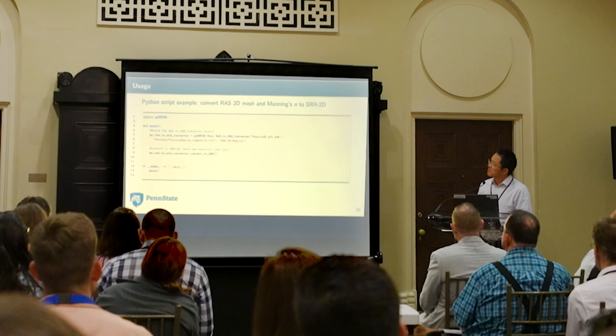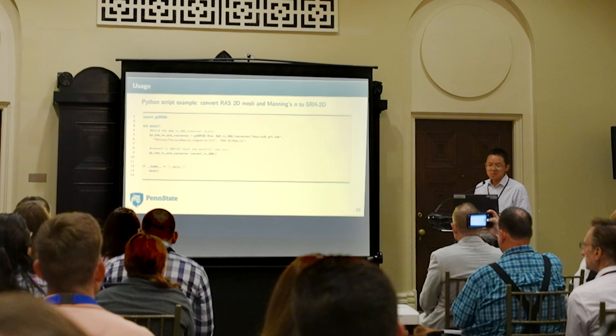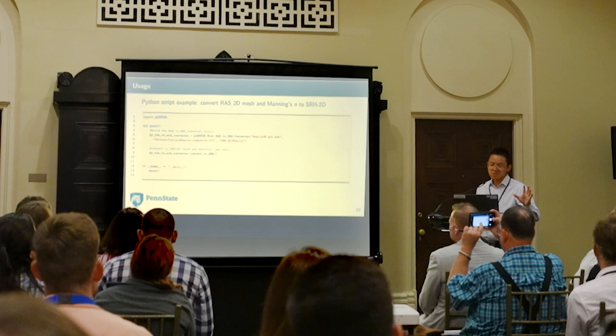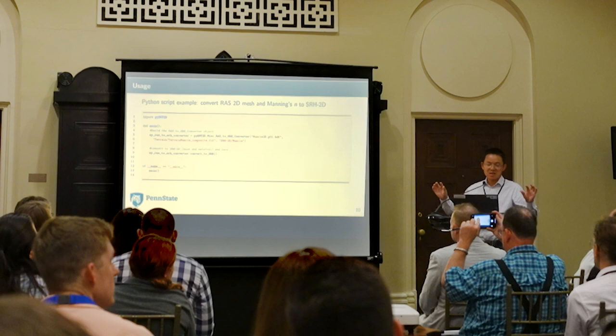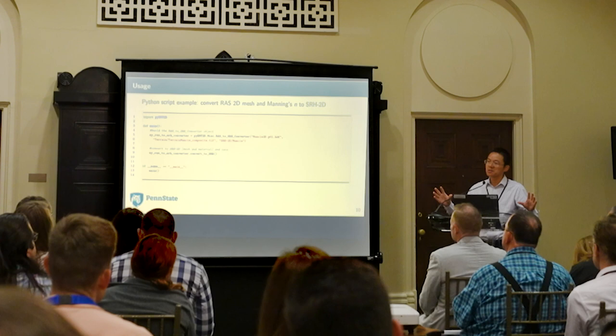How do you use these Python scripts to control things? The first one, like I said, is format conversion. So this is one script example. I converted a HEC-RAS 2D mesh and Manning's n to SRH-2D. For this case, they have exactly the same mesh: same nodes, same lines, same cells, and for each cell, the same Manning's n. The boundary conditions and initial conditions are exactly the same.